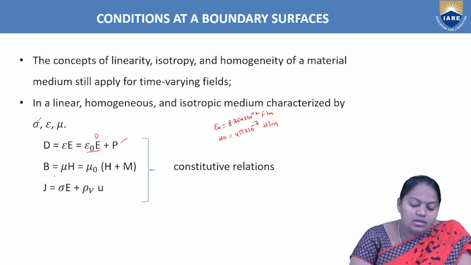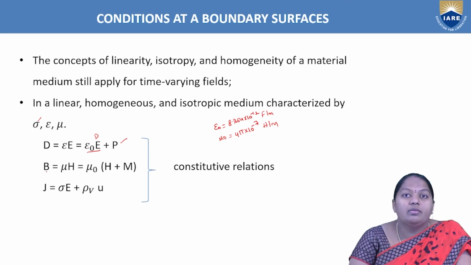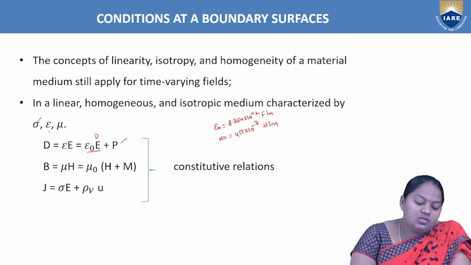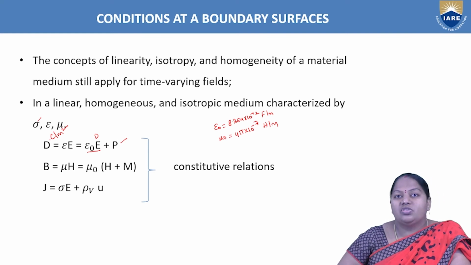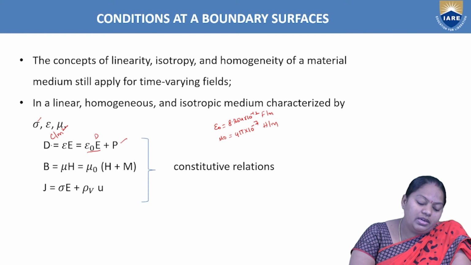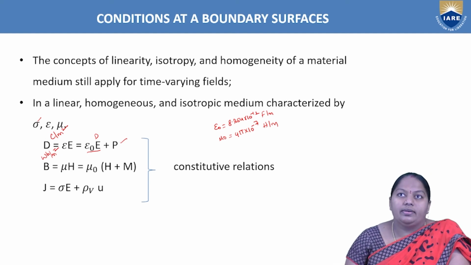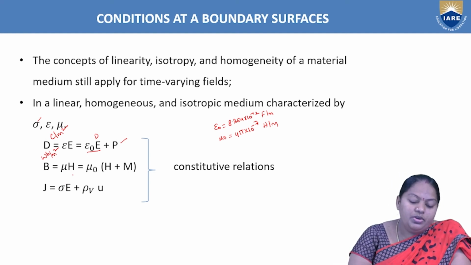A similar analogy holds in magnetostatic fields: D in electrostatic fields corresponds to B in magnetostatic fields. D stands for electric displacement or electric flux density, whereas B is magnetic flux density. D is measured in coulomb per meter square, and coulombs measure electric charge, whereas magnetic flux is measured in Webers, and flux density is Weber per meter square. Then B equal to mu into H bar.